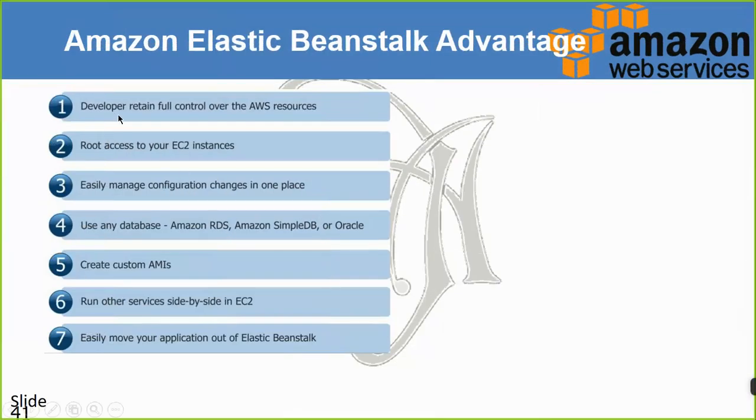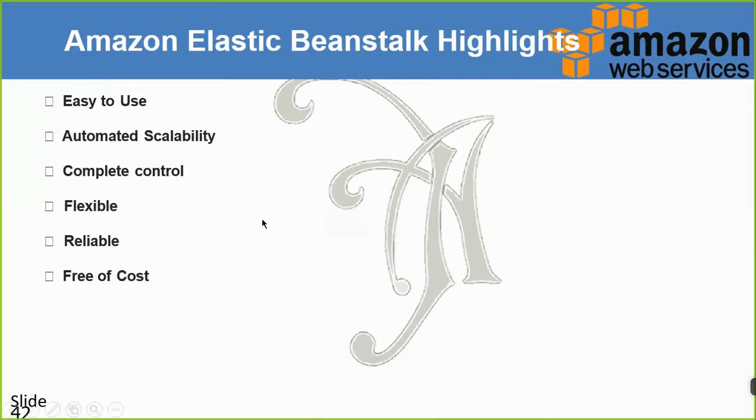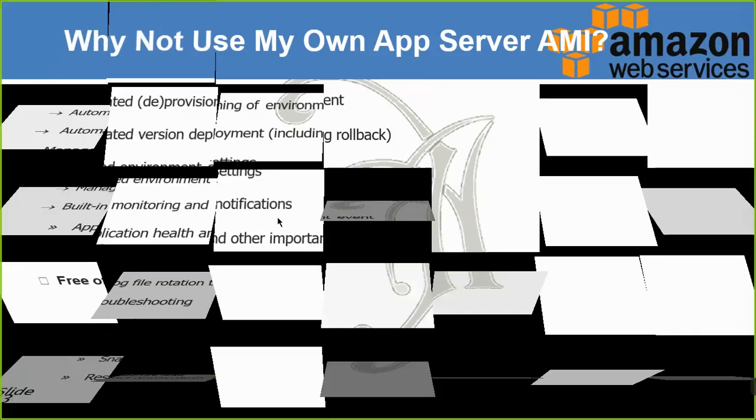Here the developer can retain full control. They can launch the EC2, they can easily manage the application, they can use a custom AMI, they can use the database also. They can run the EC2 and their application side by side, or they can easily move their application out of Elastic Beanstalk also. They put it into EBS and if they want to remove it, that option is also there. So it's simple to use, easy to use, automatically scalable, flexible, reliable, free, and gives complete control.